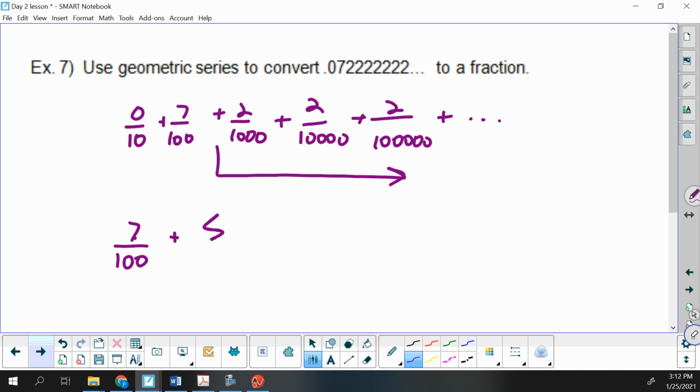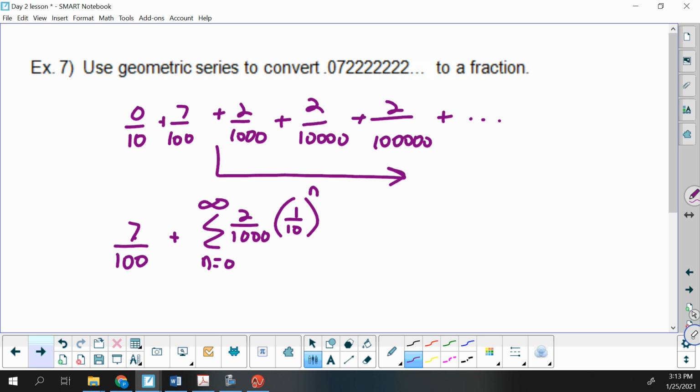Plus, now we're going to write this as a summation. So we're going to do n equals 0 to infinity. We want that first term to be 2 over 1,000. And then we're multiplying each time by 1/10 to get to the next one. Now, to ensure that 2 over 1,000 is the first term, we can just do it to the n, because on the bottom there we started with n equals 0. If we started with n equals 1, we would have to do it to the exponent of n minus 1.